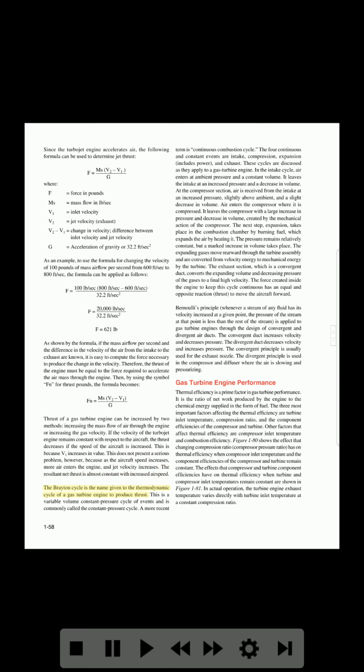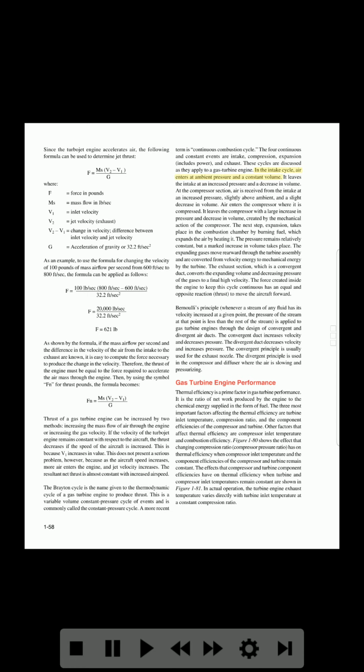The Brayton cycle is the name given to the thermodynamic cycle of a gas turbine engine to produce thrust. This is a variable volume, constant pressure cycle of events, and is commonly called the constant pressure cycle. A more recent term is continuous combustion cycle. The four continuous and constant events are intake, compression, expansion (which includes power), and exhaust. These cycles are discussed as they apply to a gas turbine engine.